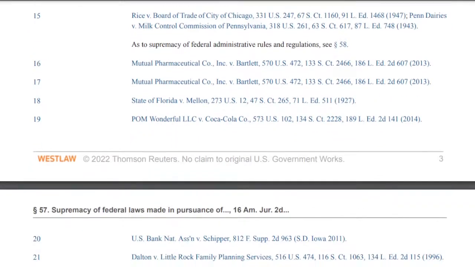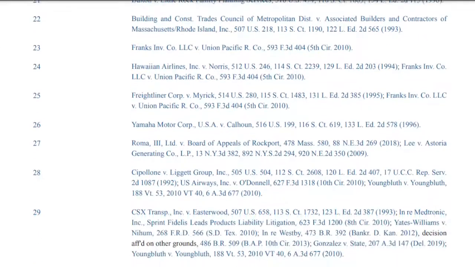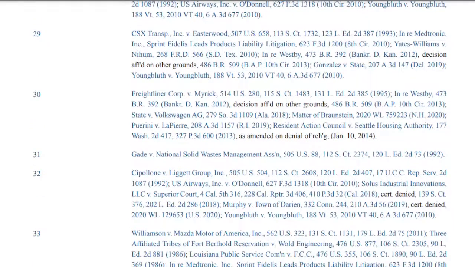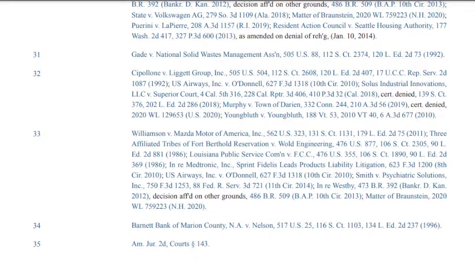So lots of good cases. This was a long chapter, so I appreciate everyone staying with me along here. A lot of railroad companies in this. Mazda Motor versus Williamson. Is that Florida?